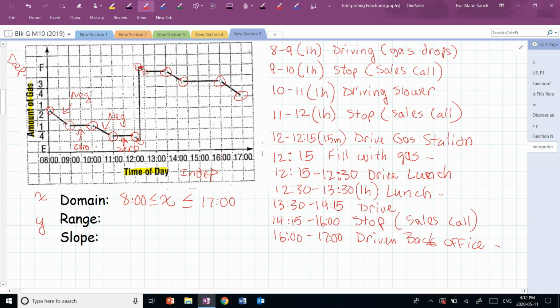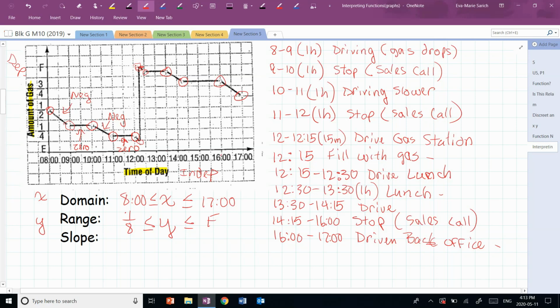Okay. Now, our range is our Y values, and the highest value we have for our Ys is going to be a full tank, so it could be equal to a full tank or less than, and then they never get any lower than halfway between empty and a quarter. That would be 1/8 of a tank, okay? So it's going to be greater than or equal to 1/8 of a tank.